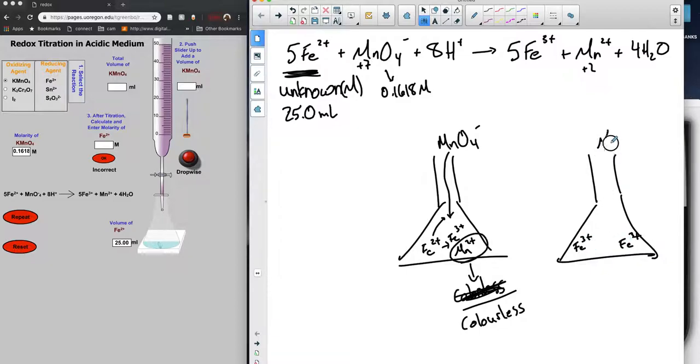So if I add one more drop of MnO4, what's going to happen is that MnO4 is just going to sit in my beaker. And remembering that this is a purple color, my whole beaker will have a slight tinge of pink, or maybe a little purple color, once I add one last drop. And that means that I've reached what's called the end point. Okay? So the end point of my titration.